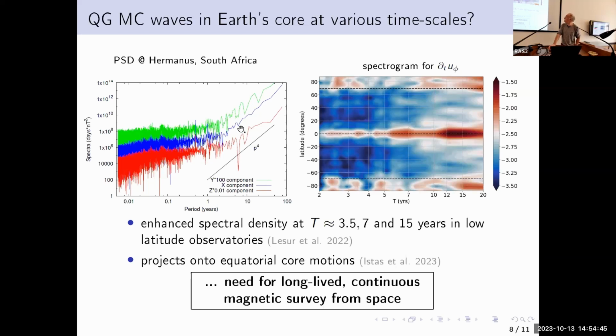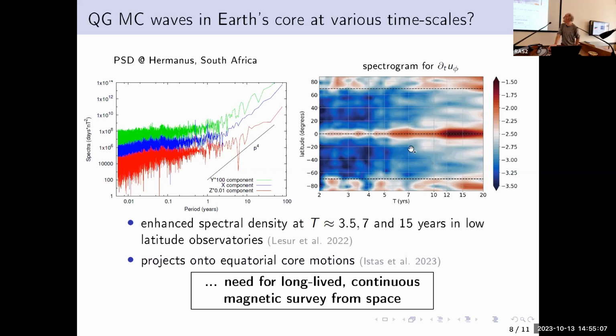I show here a power spectrum for the 3 components of the magnetic field at Hermanus in South Africa. And you can see on the Y component, which is the cleanest, in green here, that you've got actually this peak, which is the 7-year peak, that maps into the flow waves that I've shown before. But you have also a peak here at 15 years and another one at 3.5 years or so.